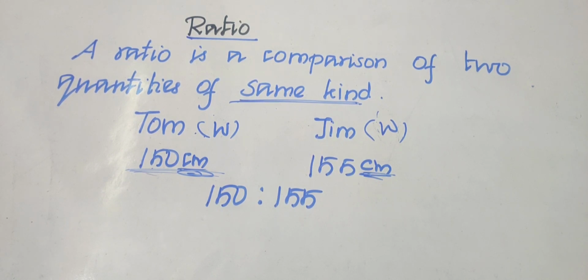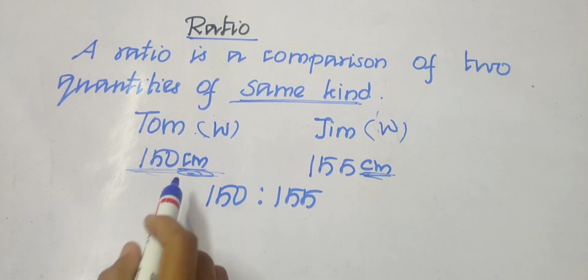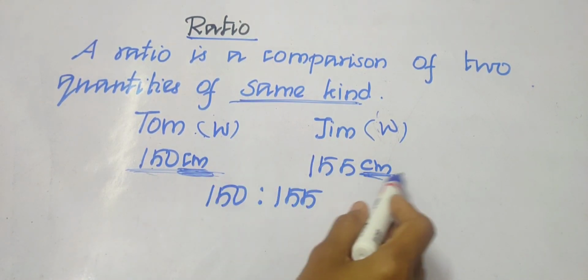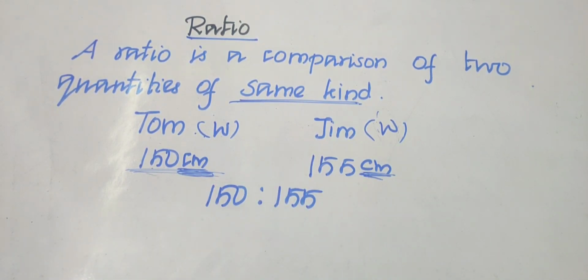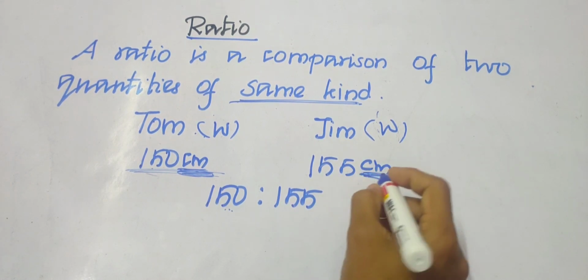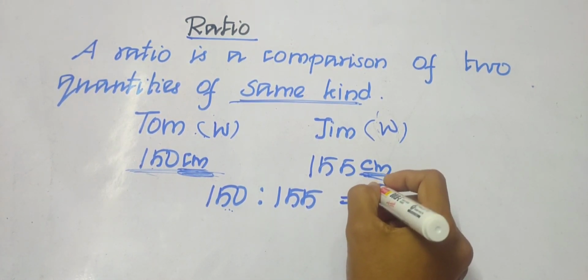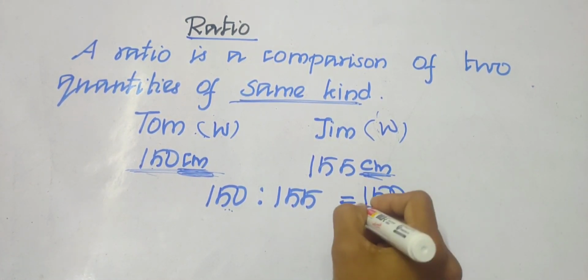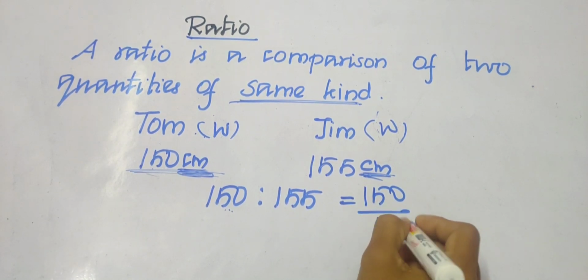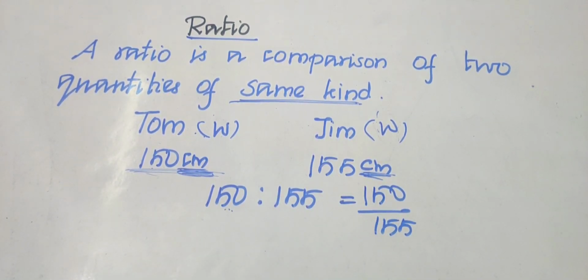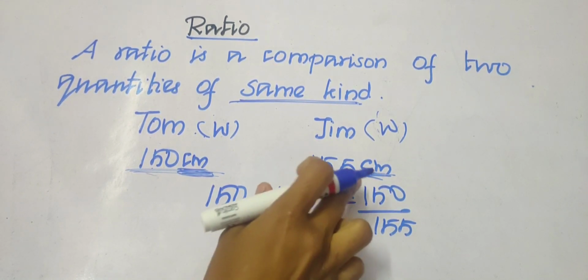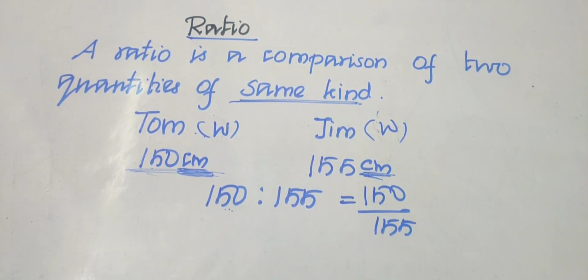While writing the ratio, you should not write centimeter, kg and all. So how will you change this into the simplest form? We can write this ratio as a fraction, right? So how will you write this as a fraction? 150 by 155. Children, can we make this into the simplest form? How will you do it?